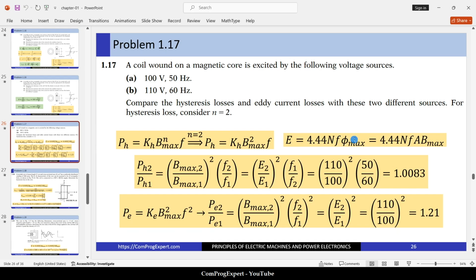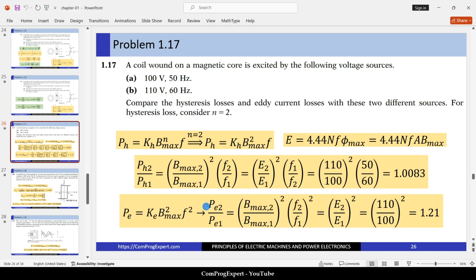So here we have this equation, and instead of B max, we can use E divided by this part. If you replace this equation instead of B max 2 and B max 1, two cases, finally we have this equation. So the ratio of hysteresis loss is proportional to the ratio of voltages to the power 2 and the inverse of frequencies, F1 divided by F2. You can replace these numbers, and as you can see, the ratio of pH2 divided by pH1 is close to 1. We don't have much difference in the hysteresis loss for these two operating conditions.